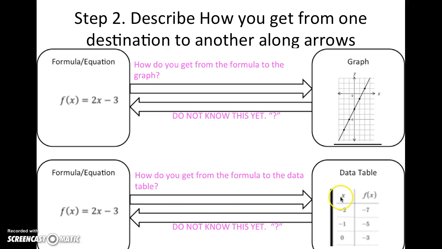Similarly, going from a data table to a formula or equation, we don't know how to do this yet, so we're going to put a question mark. You should know how to go from a formula to a data table, however. So I'm expecting to see this top arrow, and from formula to graph, filled in. It's just these bottom arrows that will not be filled in.